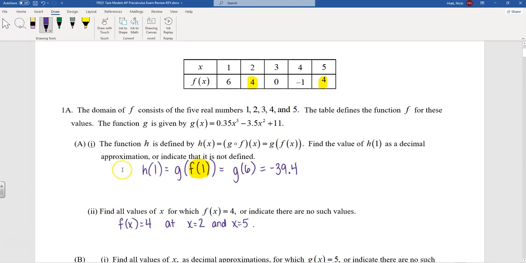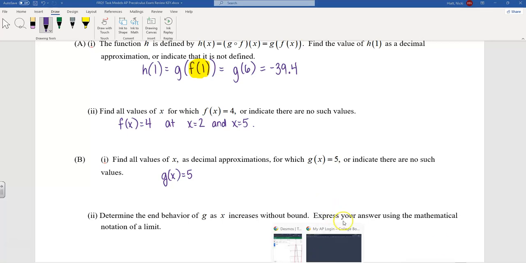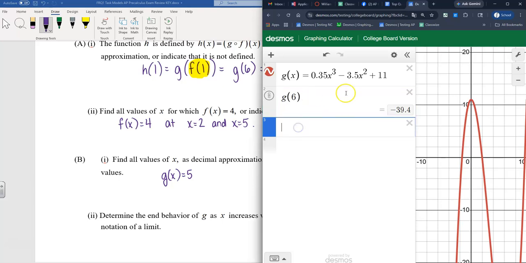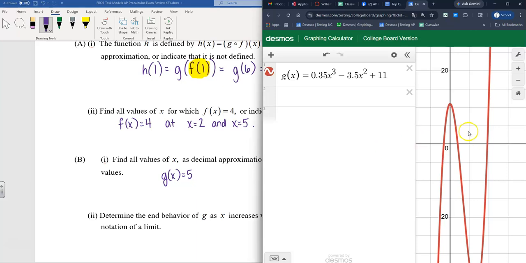All right, moving on, we are supposed to find all values of x as decimal approximations for which g of x equals 5, or indicate that there are no such values. So I would do this from the graph. We are looking for where g of x equals 5, and I would do this entirely from the graph here. So I'm going to go over here, pull up Desmos. I don't really need this g of 6 anymore. We'll zoom out a little bit so I can see my whole graph.